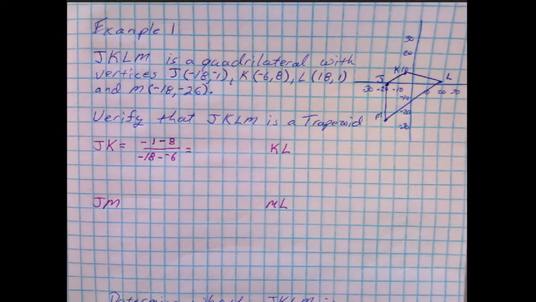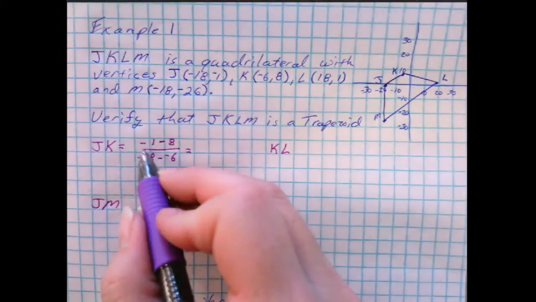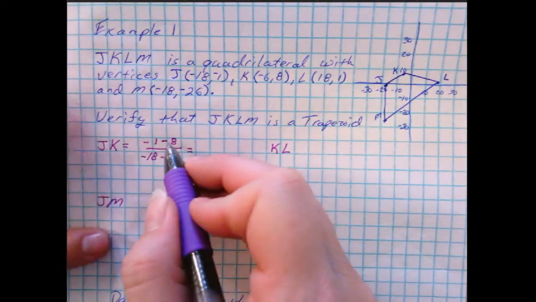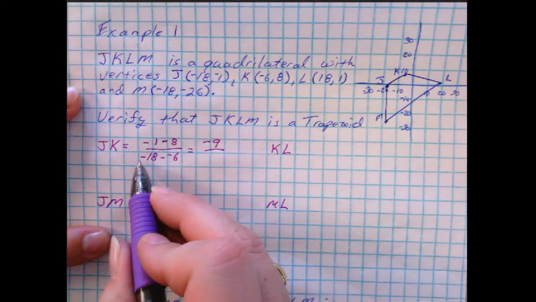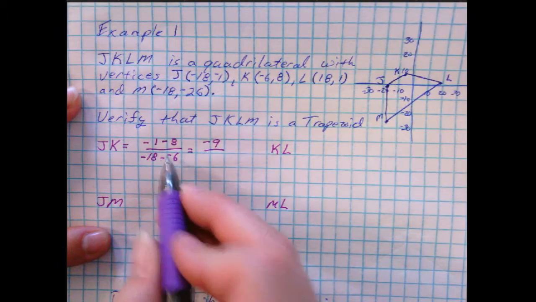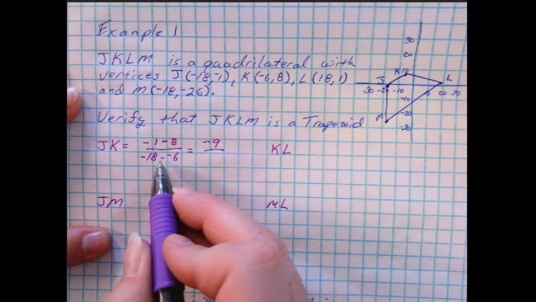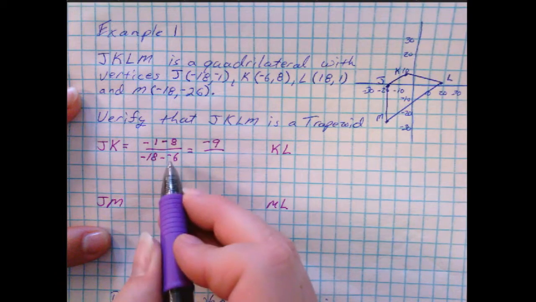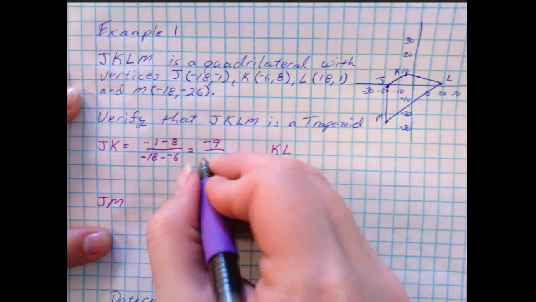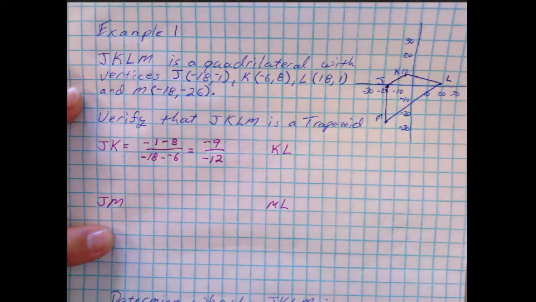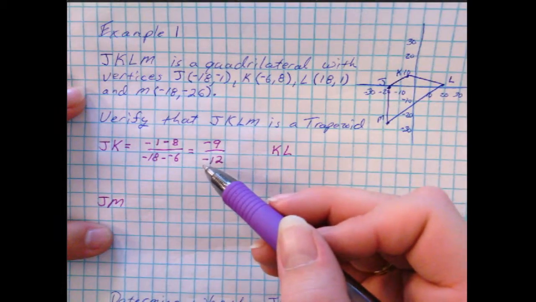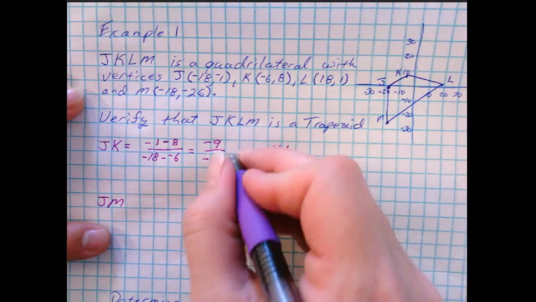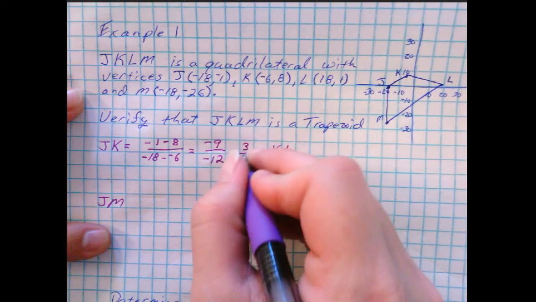Alright, so then -1 minus 8, we end up with -9, divided by -18 minus -6. Minus a negative is like plus. So the difference between 6 and 18 is 12, and that's going to be -12. So then from here, negative over a negative becomes positive. 9 over 12 is 3/4.